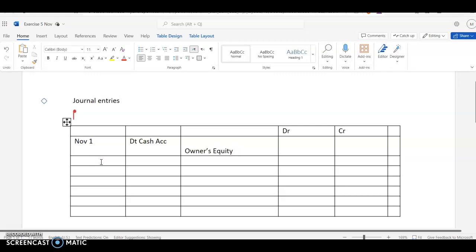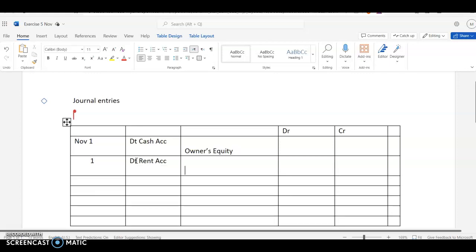Then November 1st. This one, pay the rent. Debit rent account, credit cash. Get to fit in the amount, 27,750.